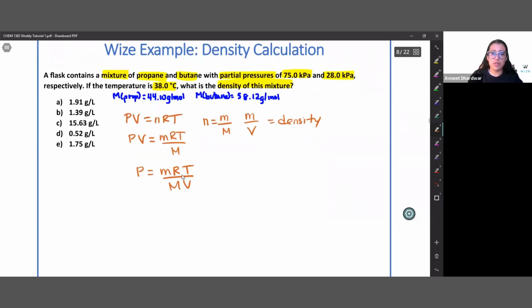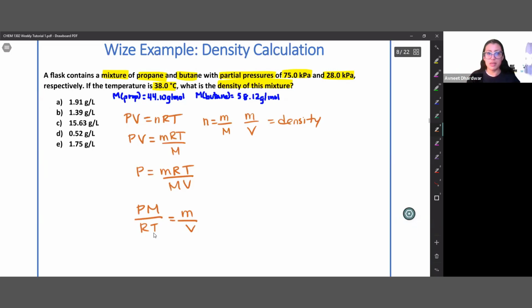Now you want the other variables moved to the right side. That means I'm going to have to multiply both sides by big M and divide both sides by RT. And that's going to give you mass over volume, or density. Okay, so right now we've just solved for density of the mixture. We can plug in a pressure of the mixture. You don't want to plug in a partial pressure here; you'd want to plug in a total pressure. And for molar mass, you'd need to plug in the molar mass of the mixture, since you're being asked to solve for the density of the mixture. We're really interested in the mixture, not just one gas here.